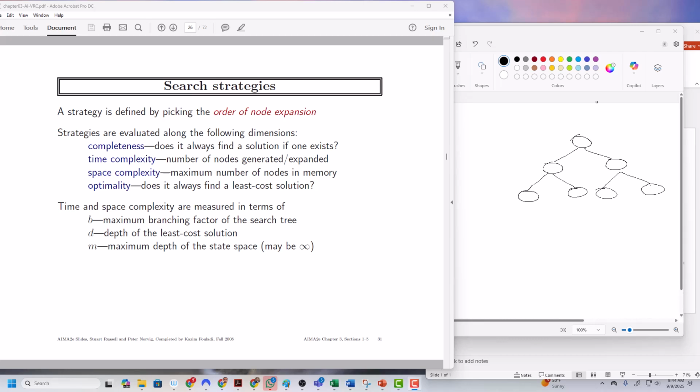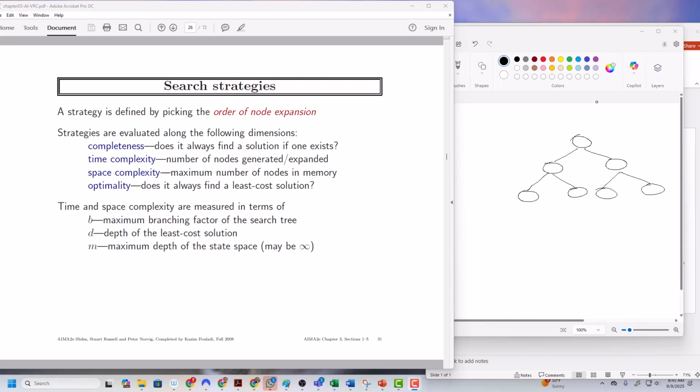The third one, in order, is the time complexity: how long does it take to find a solution? And the fourth one is the space complexity: how much memory does it use in the process of finding the solution? Now for time and space, we measure difficulty in terms of the state space. Like in computer science, this is |V| plus |E|, the number of vertices, which are states, plus the edges, which are links.